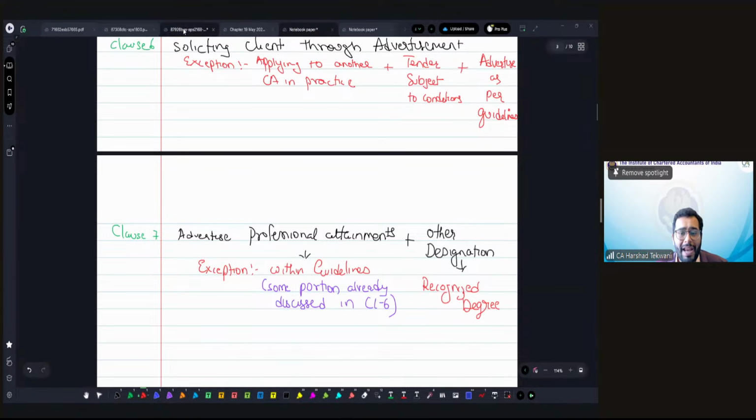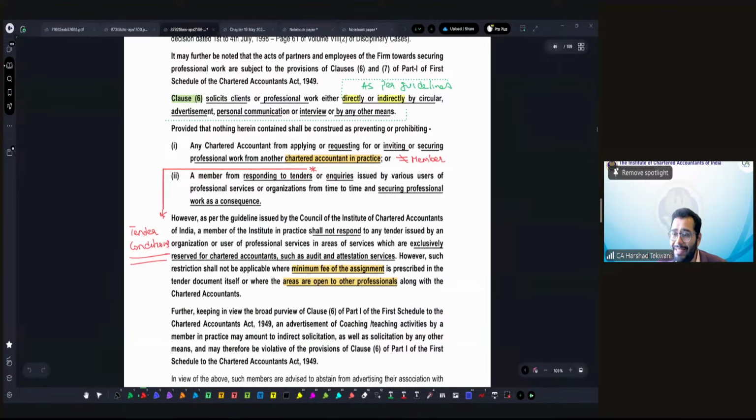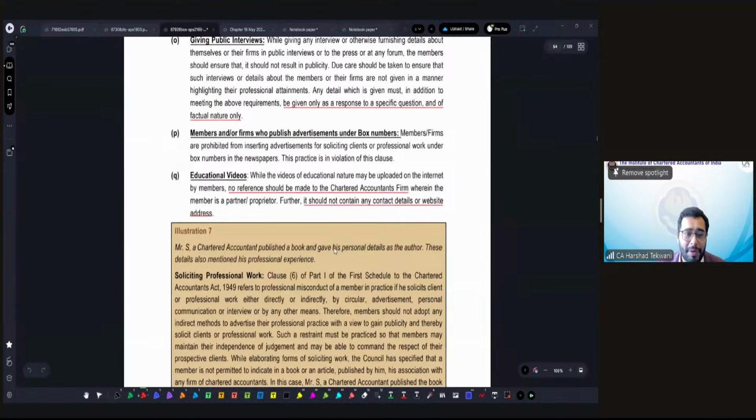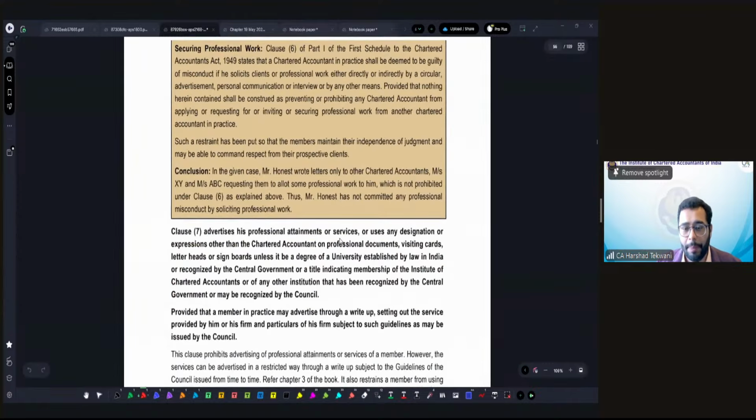So when I talk about professional attainments, first of all, we need to understand what professional attainments are, what it means, and how we are required to display them if we are allowed. Usually we are not. Professional attainments are something like an award you have achieved professionally, for example after completing 20 years of experience. There are certain awards for professionals, like CA 40 under 40, 50 under 50. Let's say you have such a professional attainment in your name. Can you use it in the form of advertisement? Answer is no. You cannot.